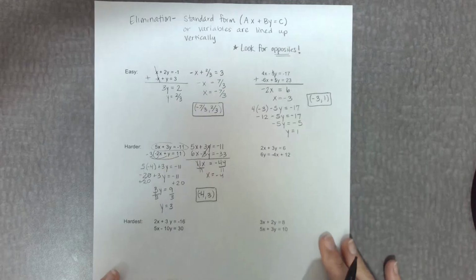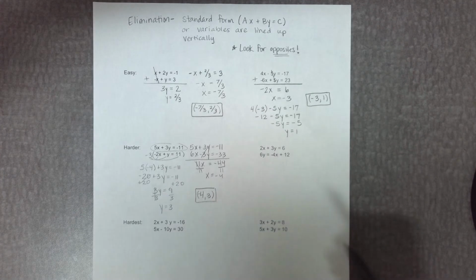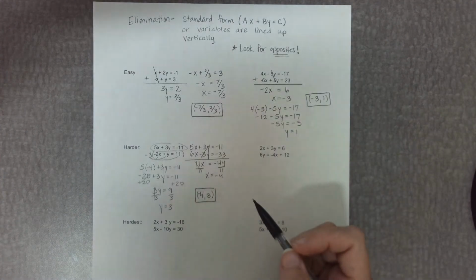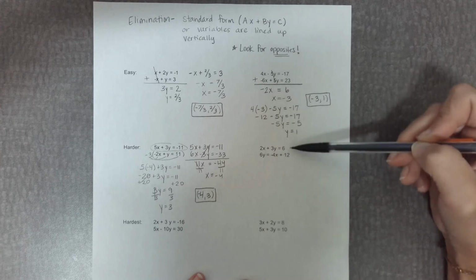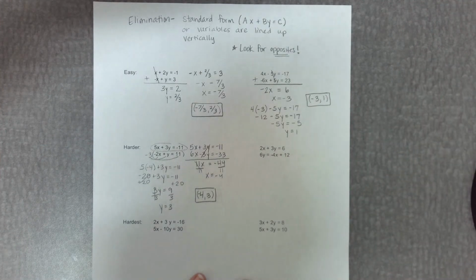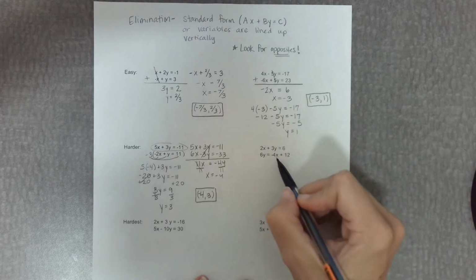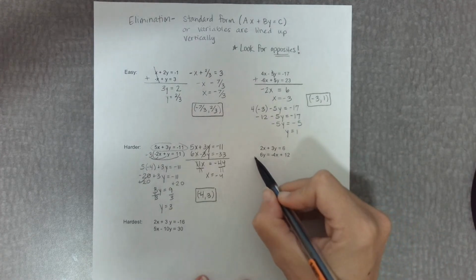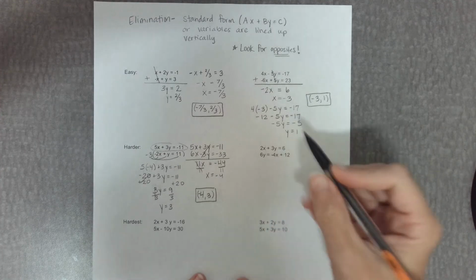If I wanted to check that, I could graph and see if they intersect at -4, 3. Okay, for the next system, you'll notice that they're not quite lined up the way they should be. We want our x's lined up vertically, and then our y's, and then the equal sign, and then our constant. And our bottom equation is not quite in that form. So to get it in the right form, we need to move this -4x over to the front, and since it's coming across the equal sign, it will become positive.